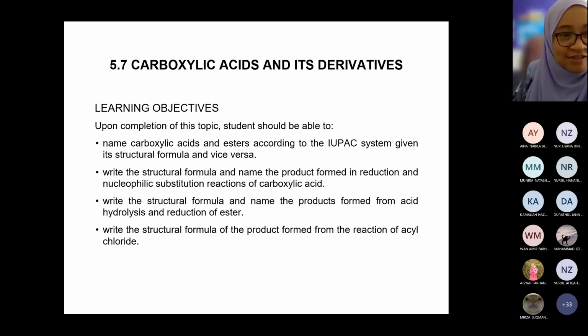Ada soalan ke related to aldehyde and ketone just now before we proceed to carboxylic acid? Tak tahu madam nak tanya apa.